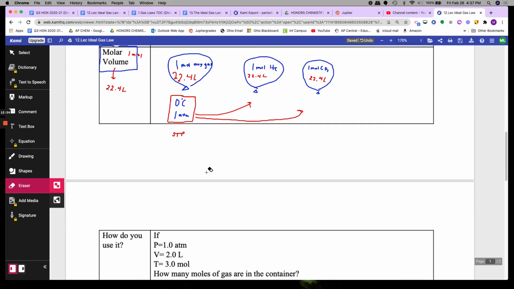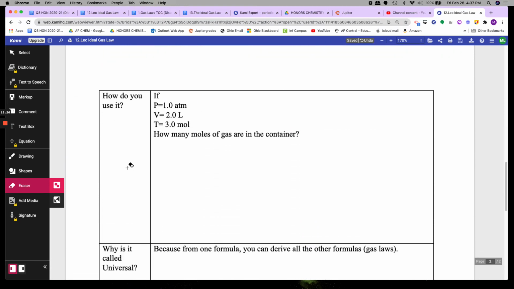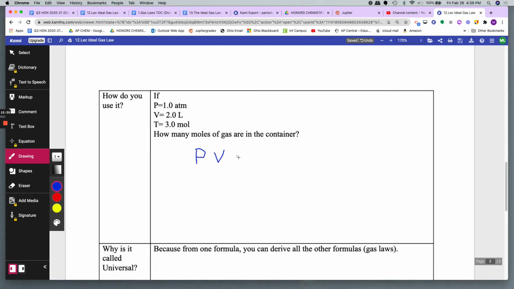Okay, so how do you use it? It's such an easy formula. The formula is PV equals nRT, right? So if they give you P is 1, you just plug it in, 1.0 ATM. V is 2.0 liters, so you plug that in. How many moles? So n is missing. That would be your x.